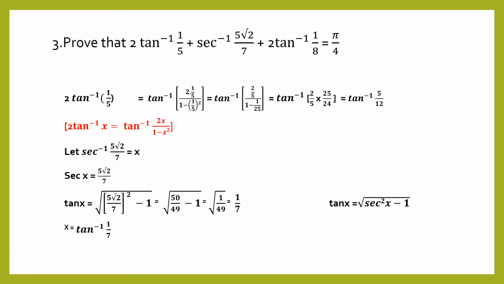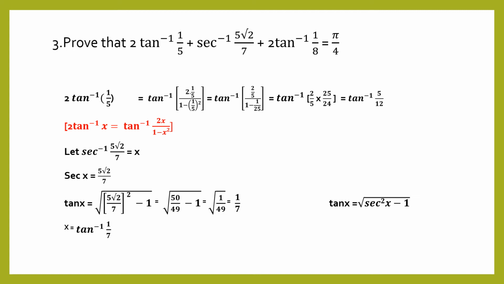Here we can directly apply the formula because 2 tan inverse x is equal to tan inverse 2x by 1 minus x square, and here in place of x you have 1 by 5. Just substitute the value: tan inverse 2 into 1 by 5 divided by 1 minus 1 by 5 the whole square. On simplification we can see that it reduces to tan inverse 5 by 12. Now take the second term.